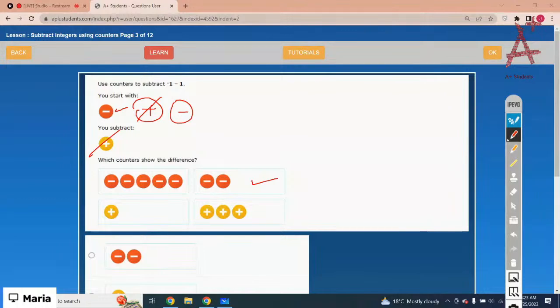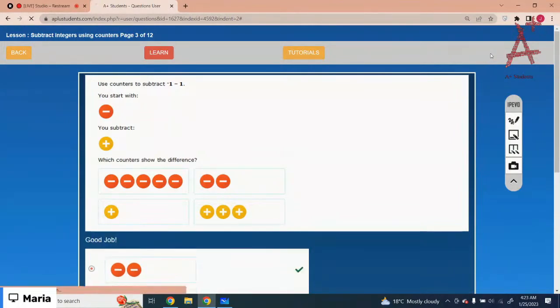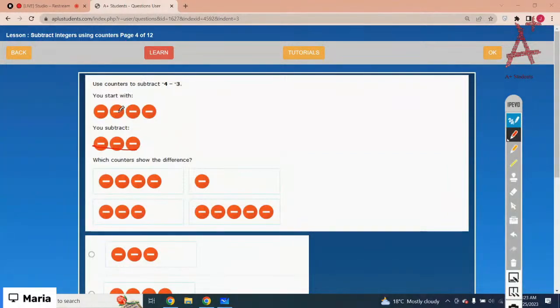Okay, let's just move on to the next one. Okay, so the next one, the correct option is this one. Okay, use the counters to subtract negative 4 minus 3. So you can cancel out three of the counters. They are the same counters. You can cancel them out, and you are left with just one negative counter. So the correct option is this one. Got it?